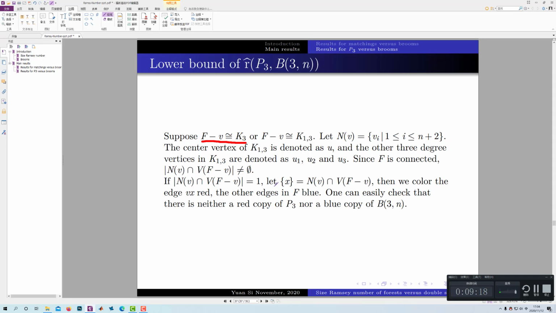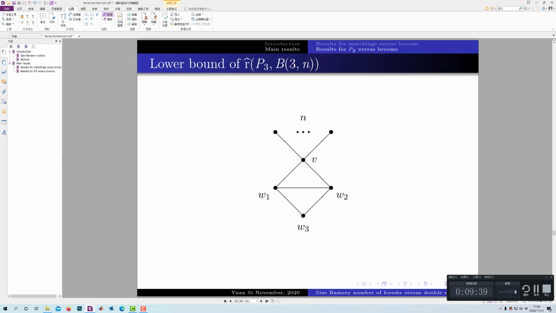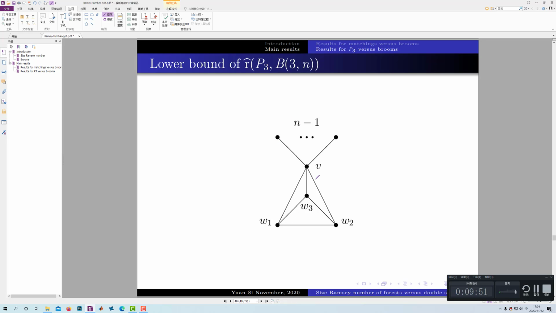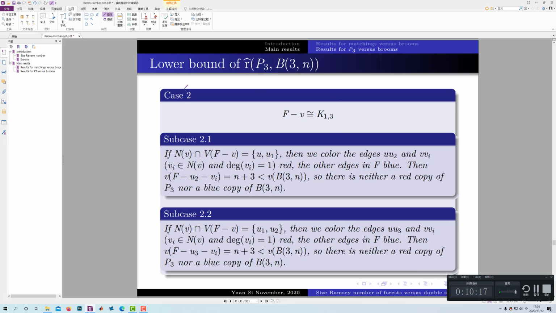Next we consider N(v) intersect V(F minus v). Here are two cases. In this case, there are subcases 1.1 and 1.2. Let's see two graphs. This graph is 1.1. We find v_i here, and color this red. Here is subcase 1.2. We notice that the number of vertices of this graph is equal to n plus 3, less than the number of vertices of B_{3,n}, so F does not contain B_{3,n}. Here is subcase 2. It's very simple.